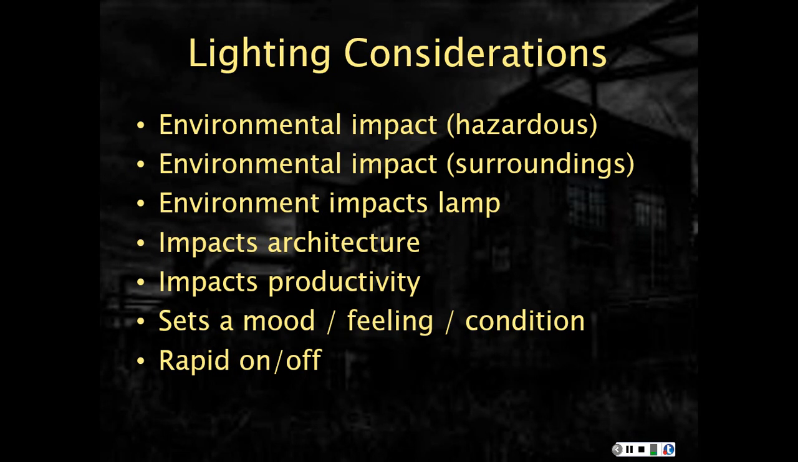That type of thing. Environmental impact to the surroundings. So we have two environmental impacts. The environmental impact, does the environment impact the lamp itself? So that's a two-way street. So we have the impact to the environment of the lamp as far as it contains mercury or we cause light pollution with it. The other one is, does the environment itself impact the lamp?